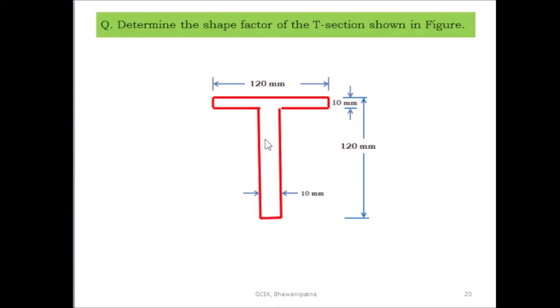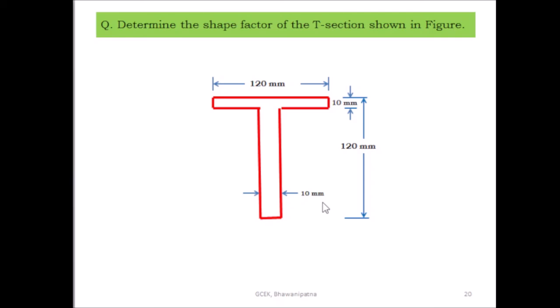Then coming to the second problem, this is the unsymmetrical section. Determine the shape factor of the T section shown in figure. This is the T section, and you have to find out what is the shape factor of the T section. This is the unsymmetrical section. Here this is the flange, this is the web. The flange width is given 120 mm, and the thickness of the flange is given 10 mm. Total depth of the T section is given 120 mm, and the thickness of the web is given 10 mm. This is all about the dimensions of the T section.